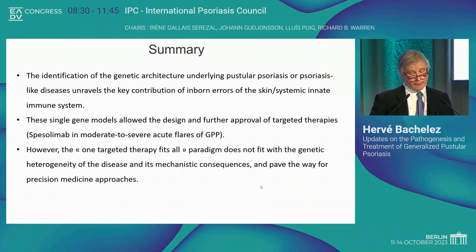So in summary, the identification of the genetic architecture of pustular psoriasis and psoriasis-like disease unravels the key contribution of inborn errors of the skin's innate immune system. These single gene models allowed the design and further approval of targeted therapies, spesolimab in moderate to severe acute flares of GPP, and the phase 3 imsidolimab studies, whose top line results have been the subject of a press release. However, the one targeted therapy fits all paradigm doesn't fit with the genetic heterogeneity of the disease and its mechanistic consequences, and paves the way for a precision medicine approach.